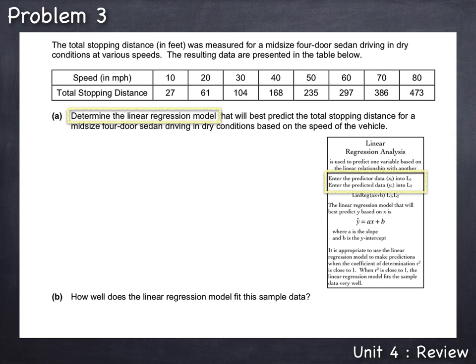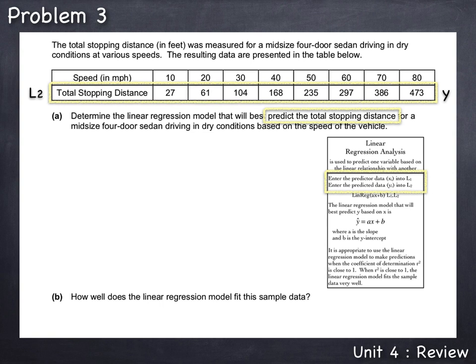In order to enter this data into lists in our TI-83 or TI-84 calculator, we need to first identify which one is the x and which one is the y. The key is the one we're predicting. The variable that's being predicted is the y, and the y gets entered into the second list. In this problem, we're asked to determine the linear regression model that will best predict the total stopping distance. So the total stopping distance data is our y, and that's the one that needs to be entered into list 2.